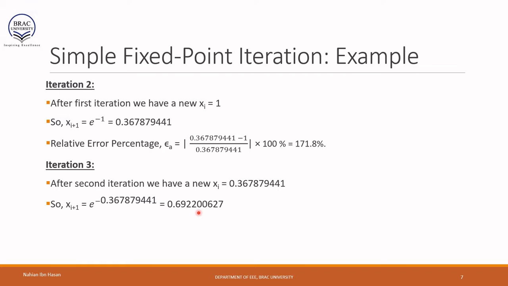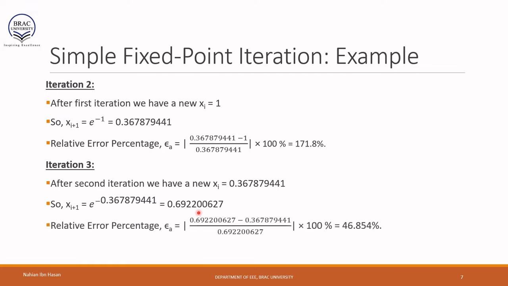0.6922000627. And if we calculate the relative percentage error, it turns out to be 46.854%. Look at this. Now the error has reduced very much from the previous iteration. In the second iteration, the error was 171.8%, but now it is 46.854%. That's a huge reduction. So let's calculate further.